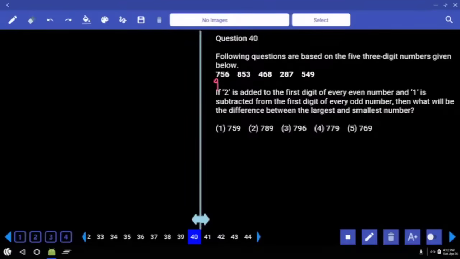Now here 2 is added to the first digit of every even number. Now this will be 2. And next one, 1 is subtracted from the first digit. This will be 7. Now this is 1, this is 4. Then what will be the difference between the largest and the smallest number? What is the largest number we have? 956. Smallest number 187. And 16 minus 7, 9. Then what is your answer here? My answer is option 76.